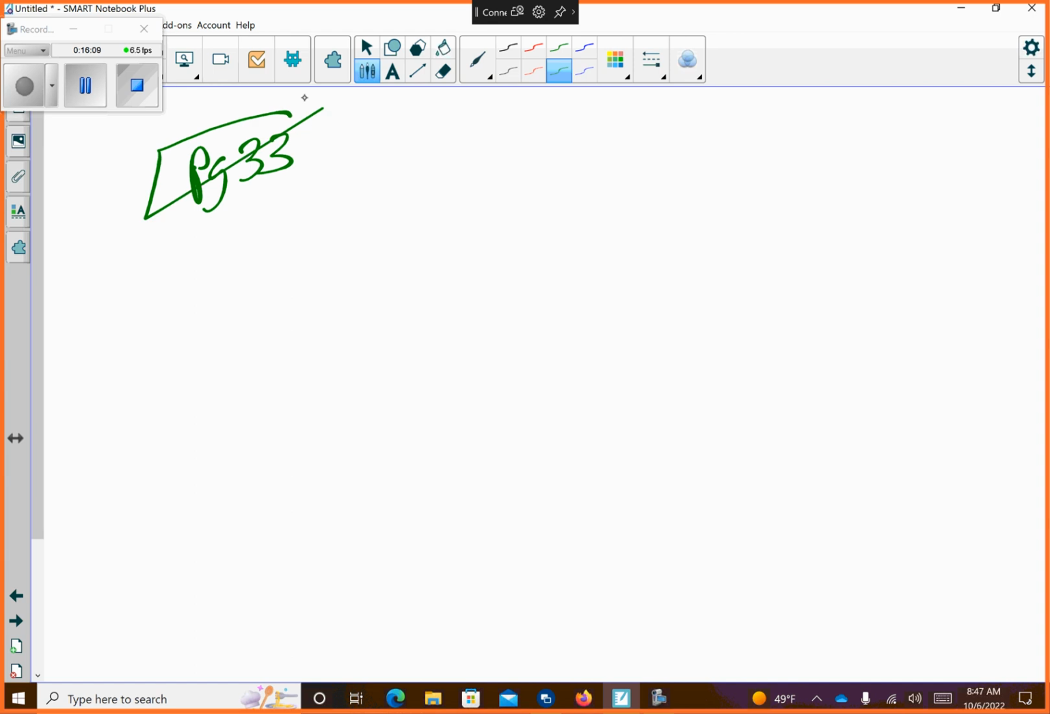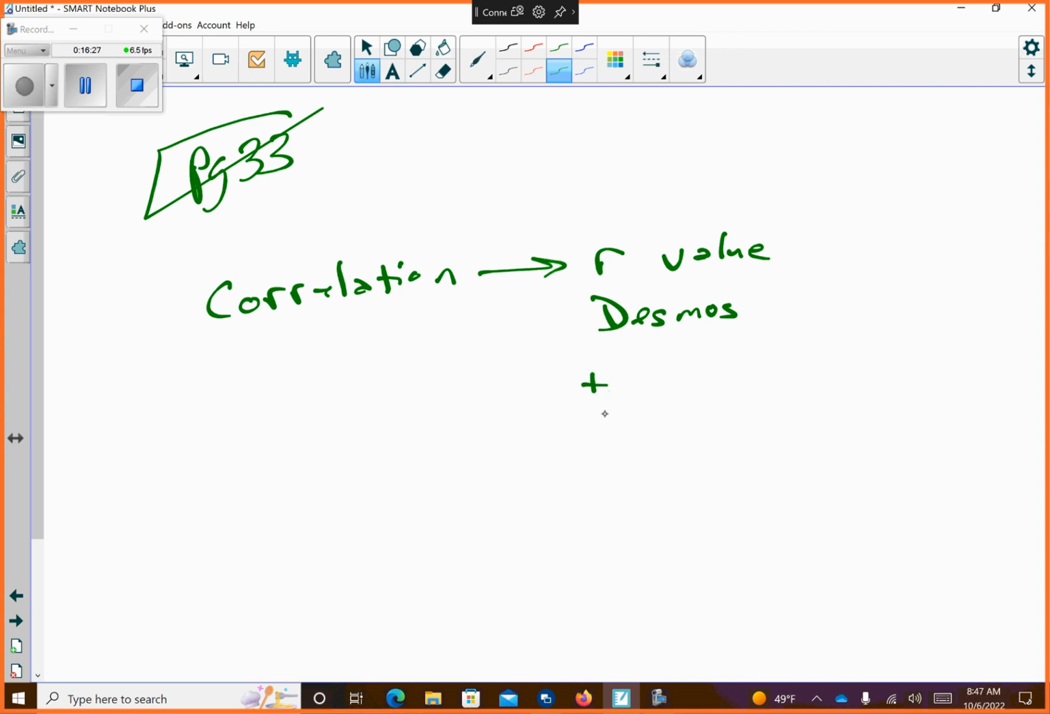Page 33. Correlation is simple. Correlation is the R value, and you get this from Desmos. Remember, when you do Desmos, you hit the plus. You then hit the table. You plug in your X and Y's.